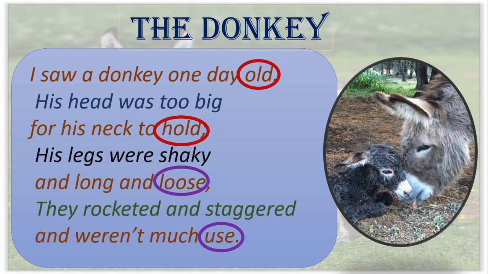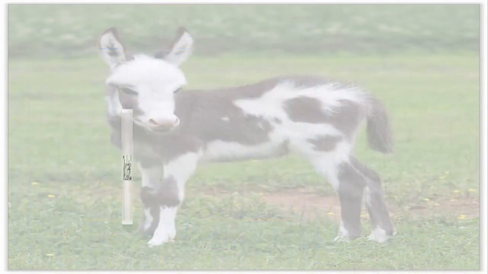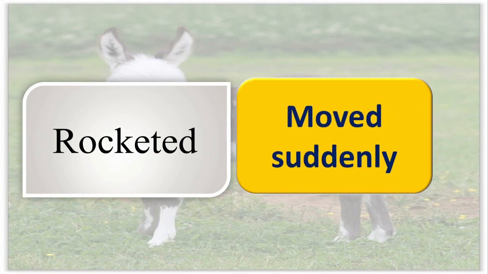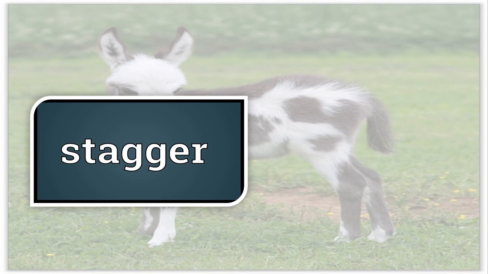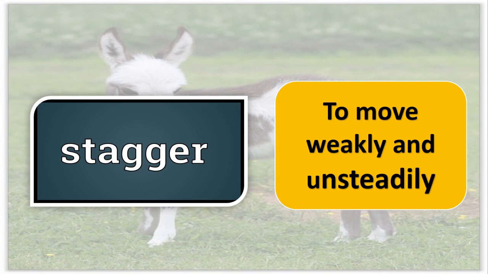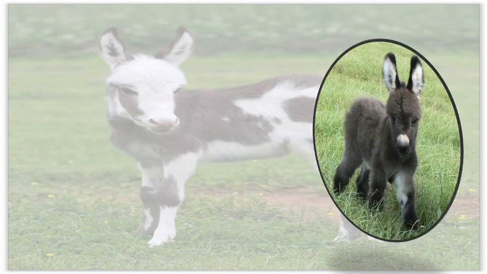Okay? See dear children, here some hard words you can see. See, this is rocketed. And this is staggered. We will go through the meanings of these hard words. Rocketed means moved suddenly, moved quickly. Next, staggered means to move weakly and unsteadily. We will move to the second stanza.